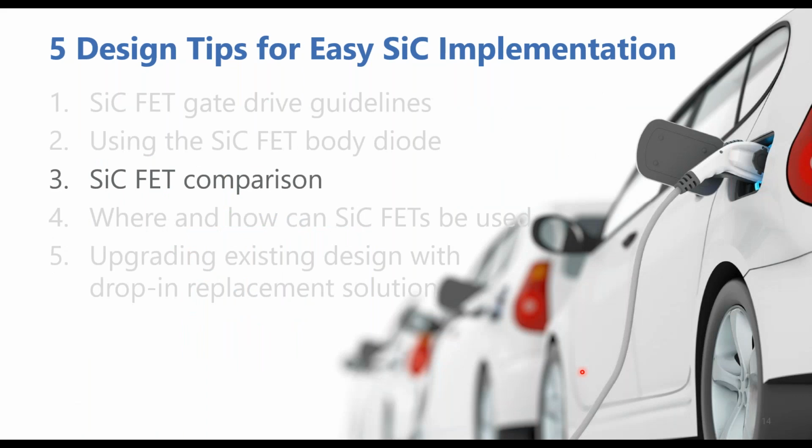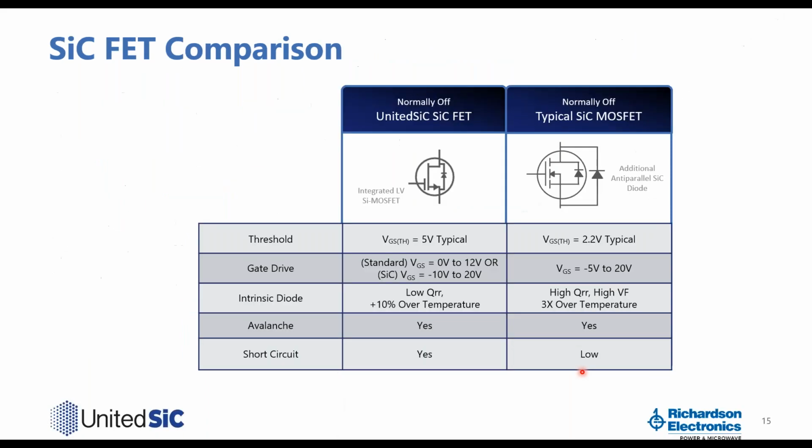After looking at the body diode, I would like to compare the two major silicon carbide FET technologies. This table on the left is the UnitedSiC silicon carbide FET, and on the right is the conventional silicon carbide MOSFET. Looking at the threshold voltage, the UnitedSiC FET has a threshold voltage of 5 volts, and the conventional silicon carbide MOSFET threshold is quite a bit lower. It's about 2.2 volts typical.